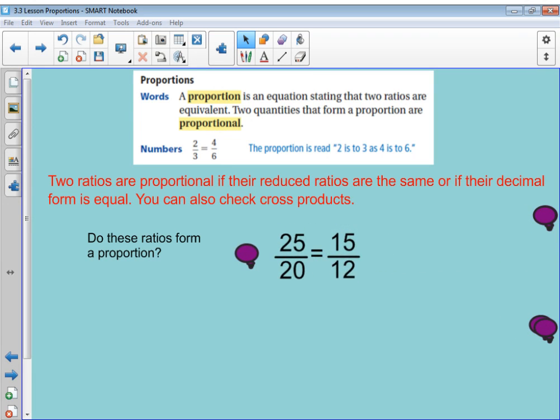All right, how about this one? Go ahead and try this one. One of your methods. It doesn't matter if you do cross products, decimals, or equivalent fractions. So go ahead and try this one on your own.